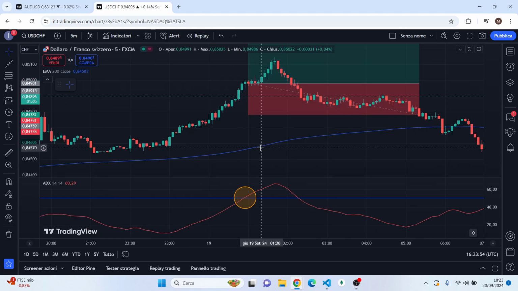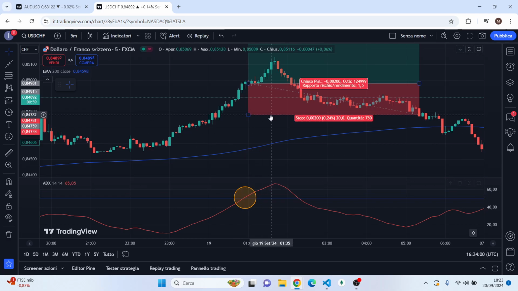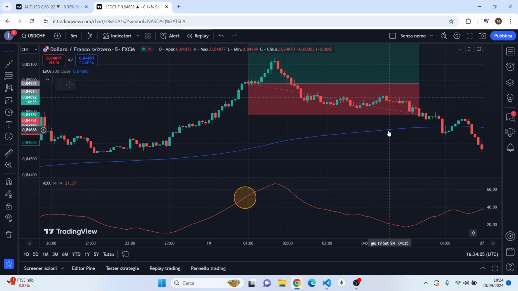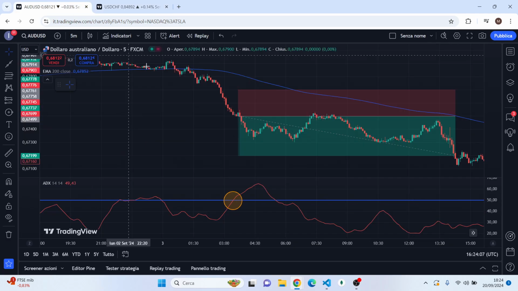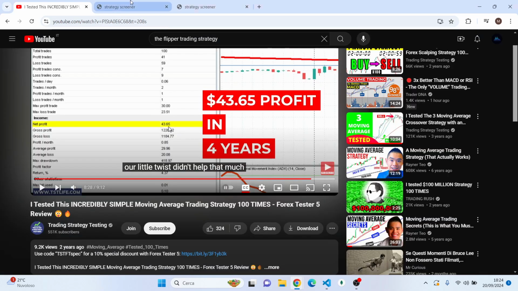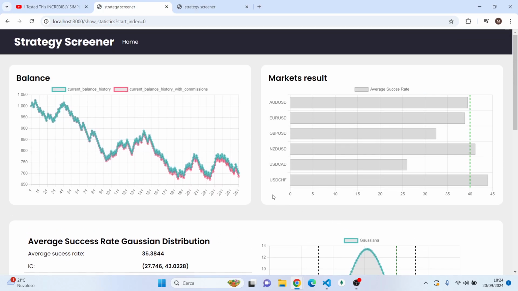Let's see another one, a long trade. As you can see, some candles above EMA 200, ADX goes above 50. We can open a long position, and in this case, it was a fail. So we have seen the basic conditions of the strategy. It's pretty simple. You can understand it. But now let's see how it performs over 4 years of data.